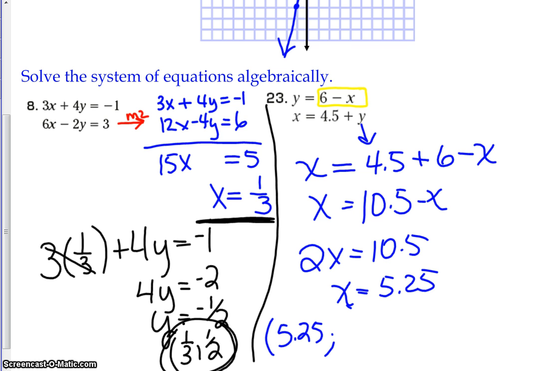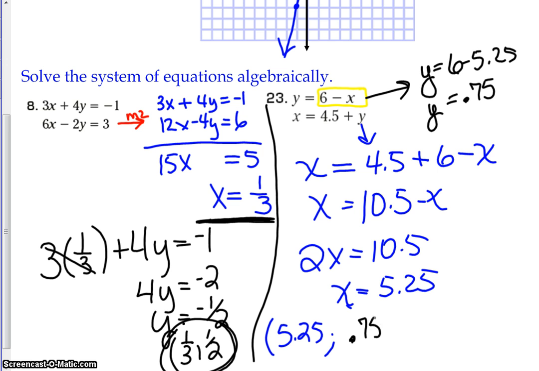Here, I have to take this 5.25 and put it back into one of these. I'm going to say y then equals 6 minus 5.25, which means y would equal 0.75. Now that sounds better. I was thinking, how did I get fractions and decimals? Now I know what I did wrong. So, common mistake apparently: once you get an answer for x, you're not done. You need the x and the y. So don't forget to go back. Don't do what I do, do better than I do.